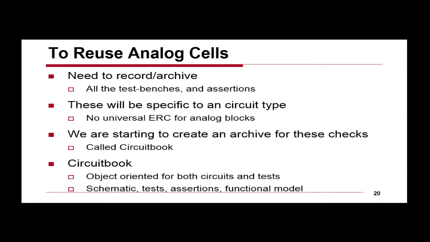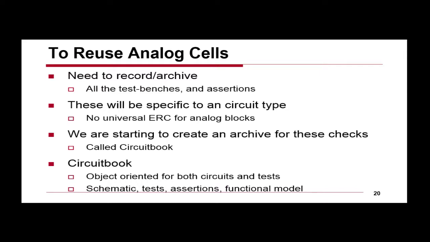So I claim that to reuse analog cells, we need to record and archive the test benches and the assertions as well as the schematic. And I think the schematic is the lesser important of those things. Now, these will be specific to classes of cells. So there's not an electrical rule checker in general for every analog cell, because when you build an RF system, that might be very different than an amplifier, might be very different from other things. But within a class, there's probably going to be checks that will be shared.